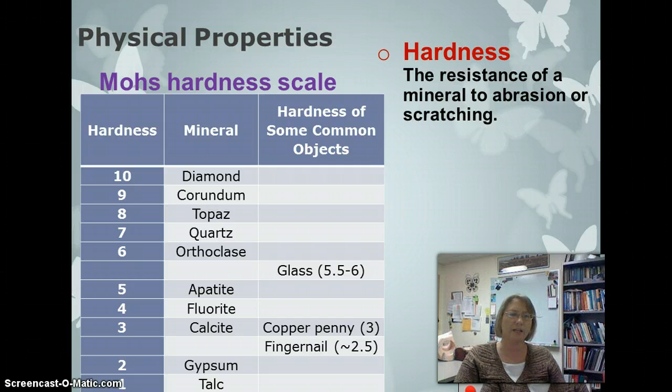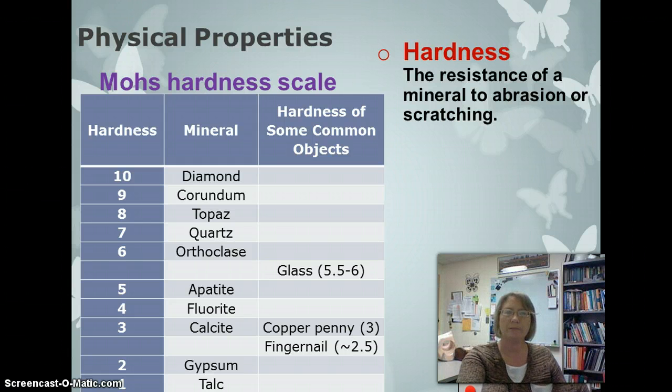One would be talc. Talc would be the softest. Talc, if you've ever come across it, you can actually dig your fingernails down into it. It's very, very soft. 10 would be a diamond, being the hardest substance. Also on here are a few common objects that we might use to test hardness. The first one being your fingernail, which is approximately a 2.5. Then we would move up to a copper penny, which is a 3, and then a glass plate at a 5.5 to a 6, depending on the glass.